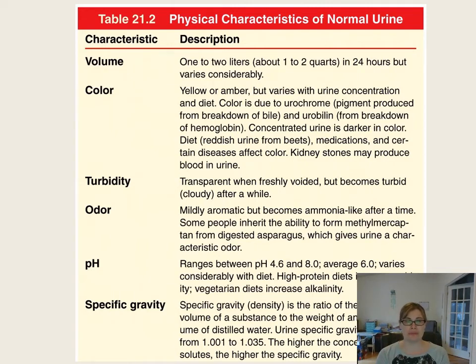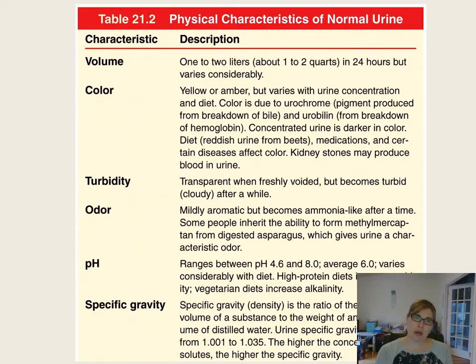So the thing here, this picture says mildly aromatic. Aromatic. Isn't aroma something good? Anyway, the color is due to something called urochrome, which is produced from the breakdown of bile, and urobilin, which is a breakdown of hemoglobin. So these are what the colors come from.